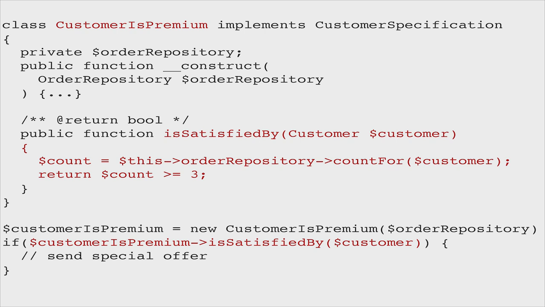And in this case, we will send the special offer. If you can see it in the back, probably not. But it just says, if customer is premium, is satisfied by customer, send a special offer. And as I'm reading this out loud, you can hear that this is quite close to the business, again, to the language of the business. And one benefit, of course, is because this business rule is encapsulated, if it changes, then we can simply change this rule in one place. And maybe there's 20 other places that use this rule, but they don't know how it works on the inside. All they know is that it's a specification object with an is satisfied by method.